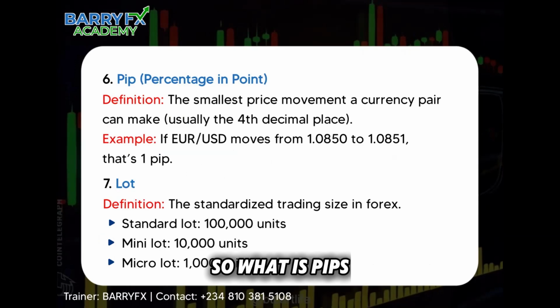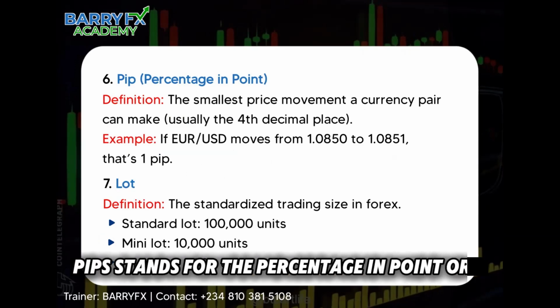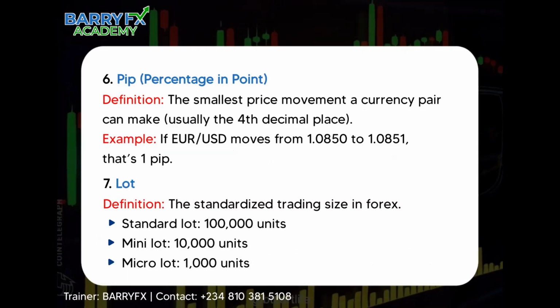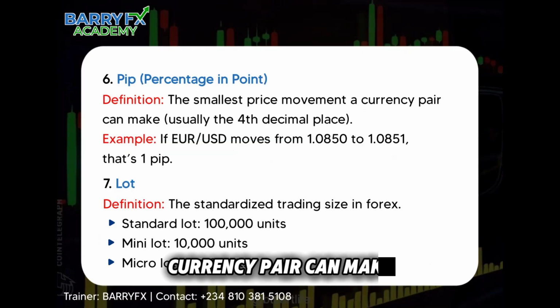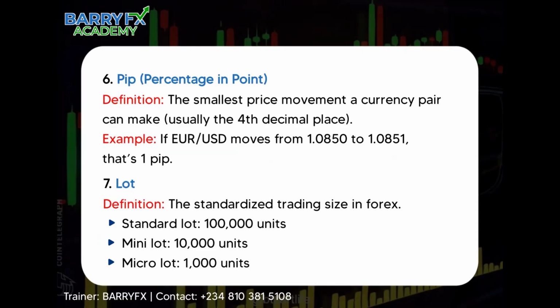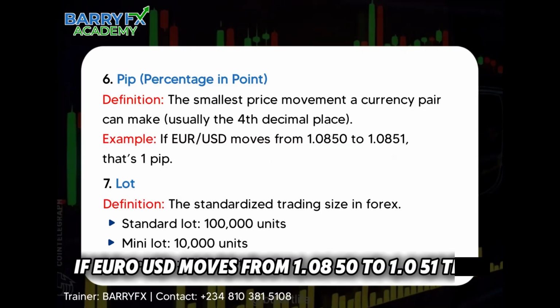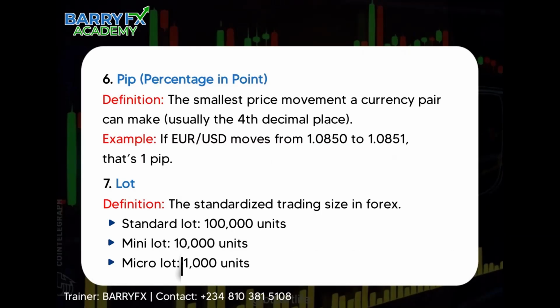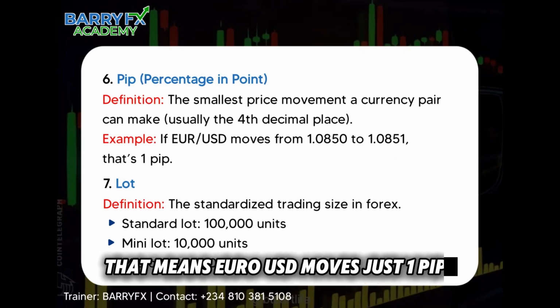So what are pips? In Forex, pip stands for percentage in point, or price interest point. It is the smallest price movement a currency pair can make, usually the fourth decimal place. If Euro USD moves from 1.0850 to 1.0851, that means it moves 1 pip. That means Euro USD moves just 1 pip.